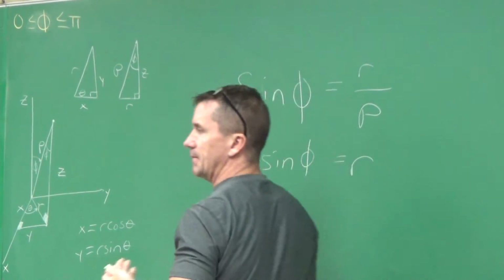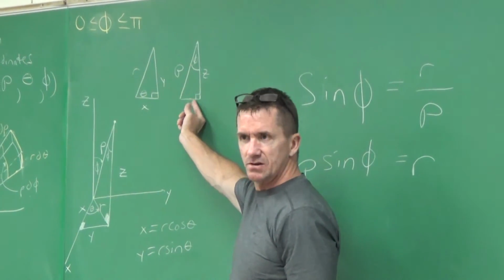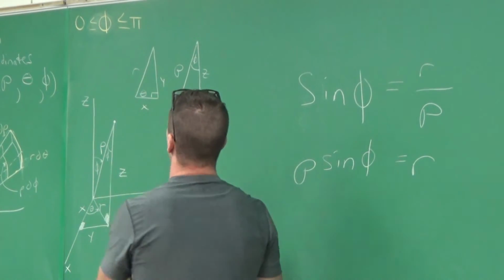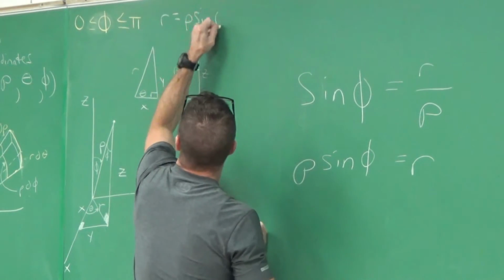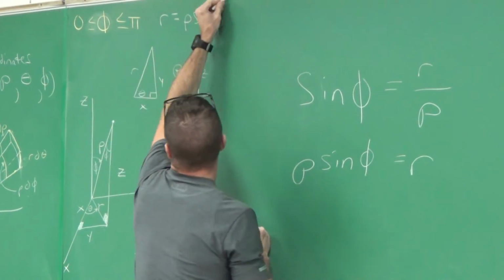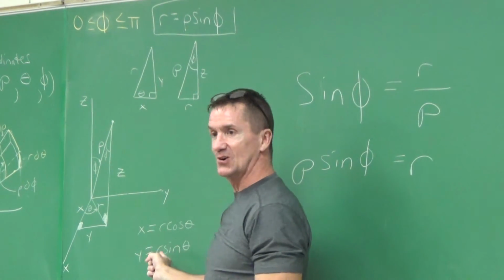If you're like, oh, I gotta memorize it, sometimes it's not really memorization, it's just drawing a picture and looking at it. But I'm gonna leave it up all class. r is always equal to rho sine phi, as you can tell in this right triangle. So this is all I need to make spherical coordinates.